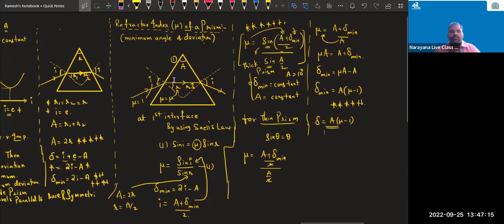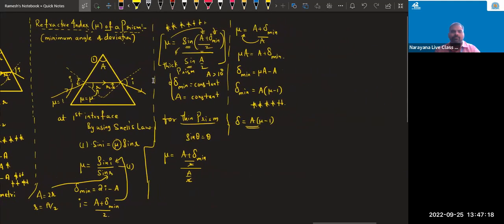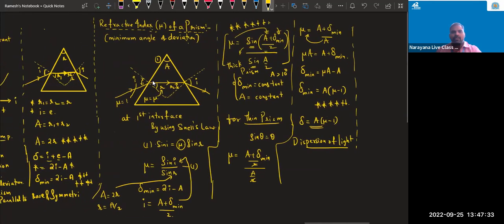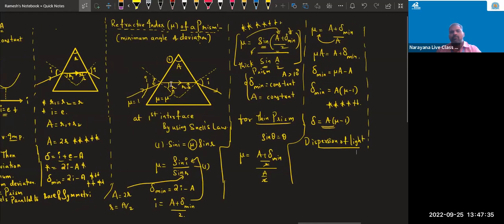Now let me introduce one concept called dispersion of light. What is that? Dispersion of light. I think you might have seen a rainbow, etc. Rainbow means what?